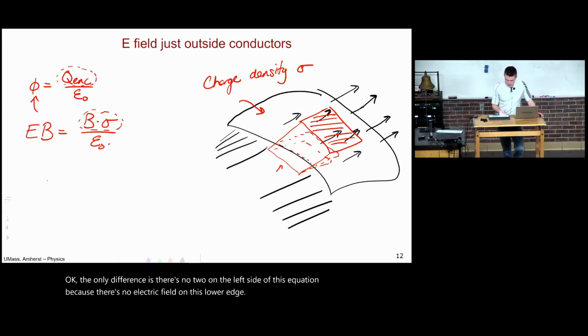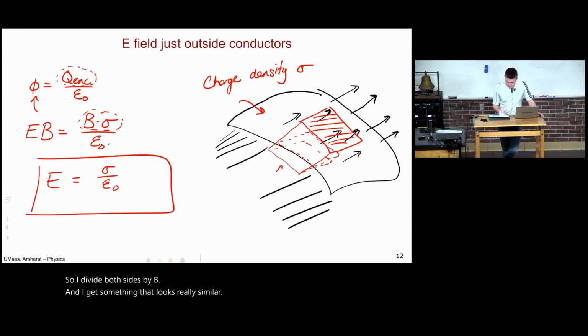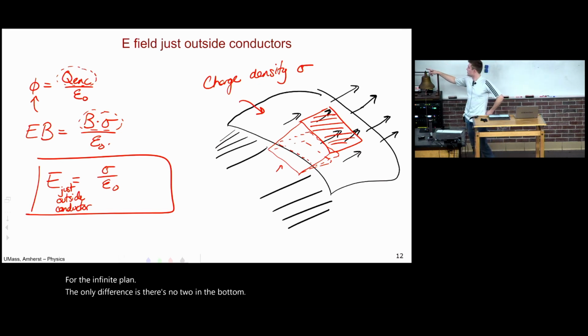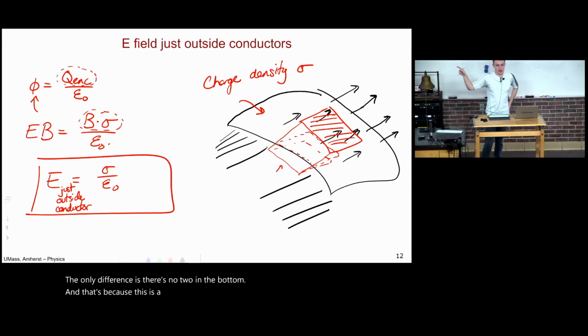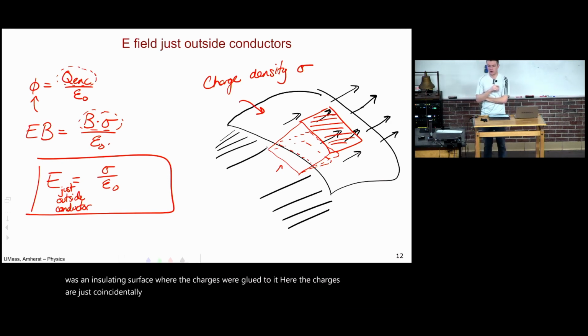So I divide both sides by B. And I get something that looks really similar to the last equation for the infinite plane. The only difference is there's no 2 in the bottom. And that's because this is a conducting surface. And in the previous example, it was an insulating surface where the charges were glued to it. Here, the charges are just coincidentally sitting still. But there's a difference of a factor of 2 in this formula compared to the last one.